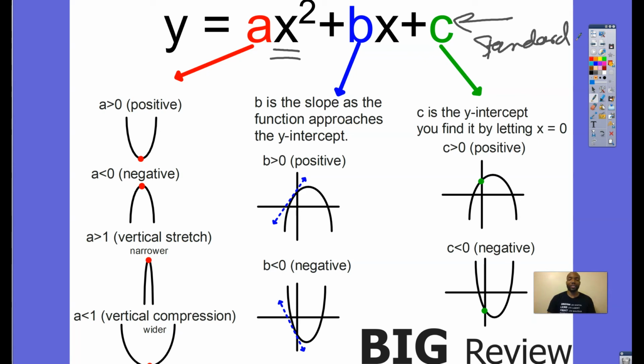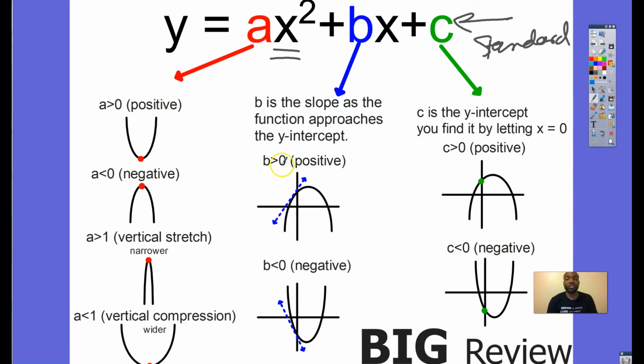So what does a do? If a is positive, we have a parabola that opens up. If it's negative, we have a parabola that opens down. If a is greater than 1, we have a narrowing of the parabola, which represents a vertical stretch. If a is less than 1, as it becomes more and more less than 1, we have a widening of the parabola, which we call a vertical compression.